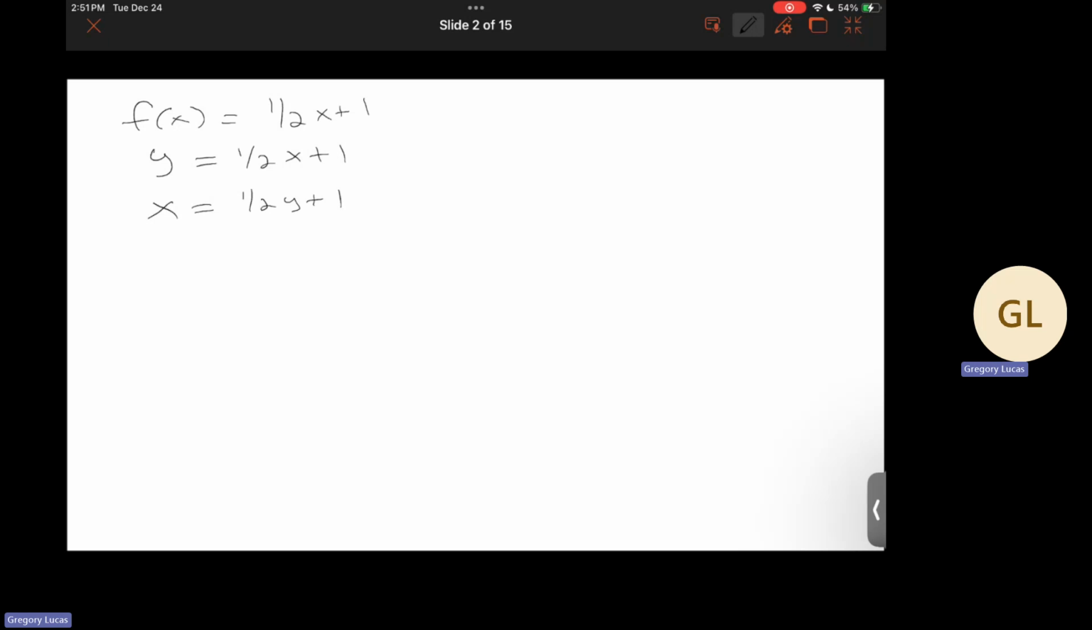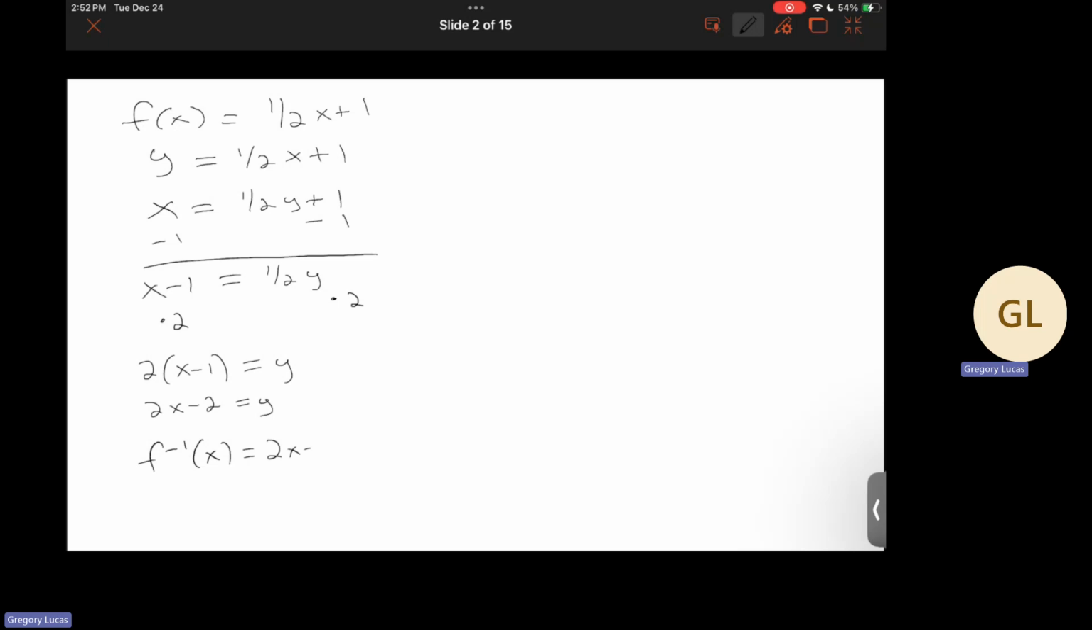But we don't want to write x equals 1/2 y plus 1. We want to solve for y, and then we'll have our function. So let's subtract 1 from both sides. I have x minus 1 is equal to 1/2 y. Then I want to isolate my y, so I multiply both sides by 2. So I have 2 times x minus 1 is equal to y, or 2x minus 2 is equal to y. So we could say that f inverse of x is equal to 2x minus 2.